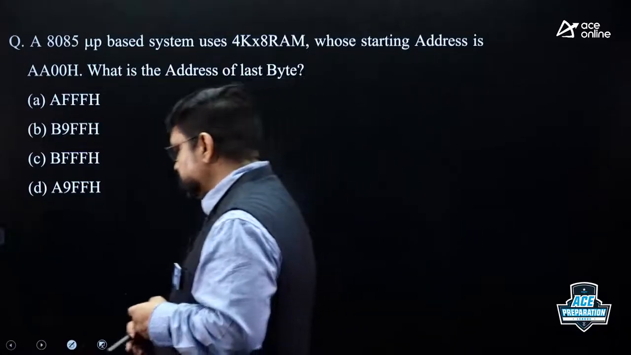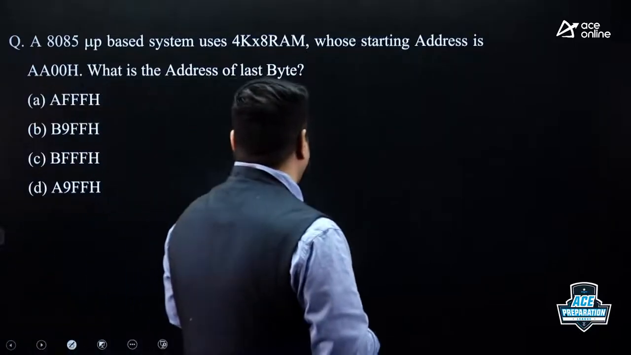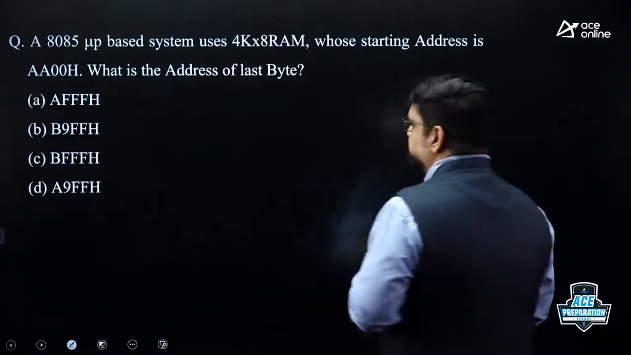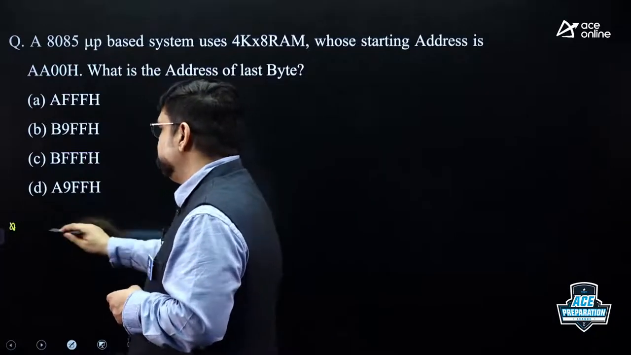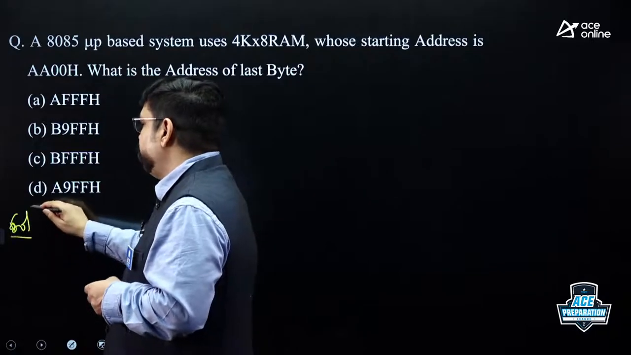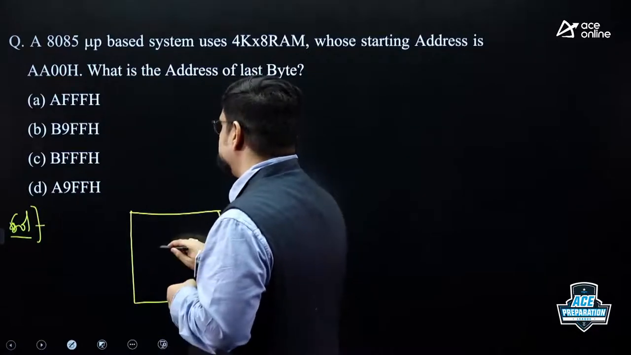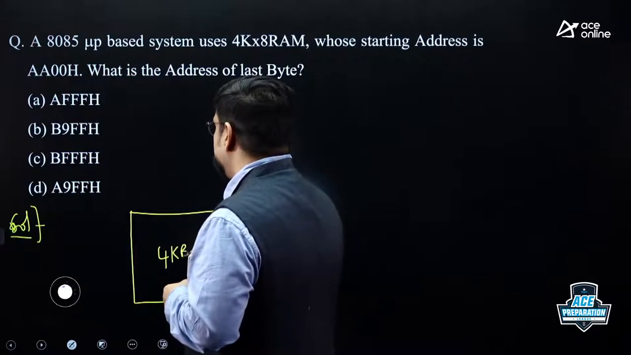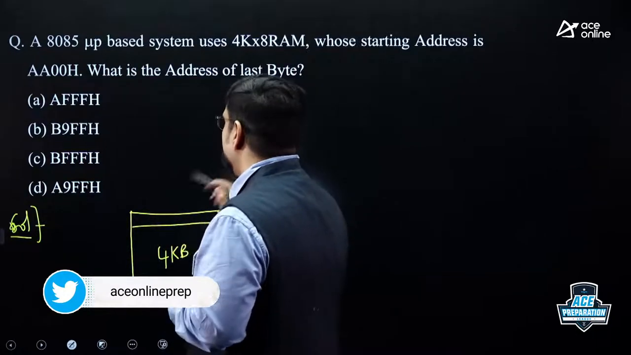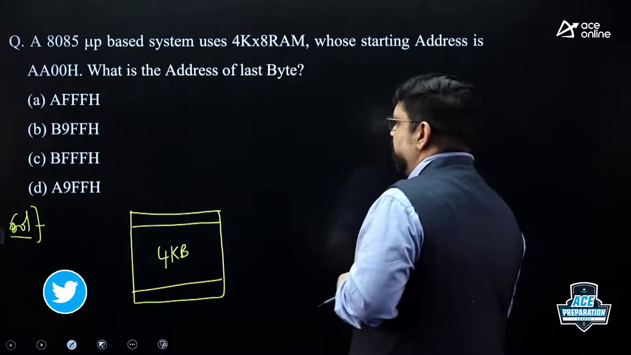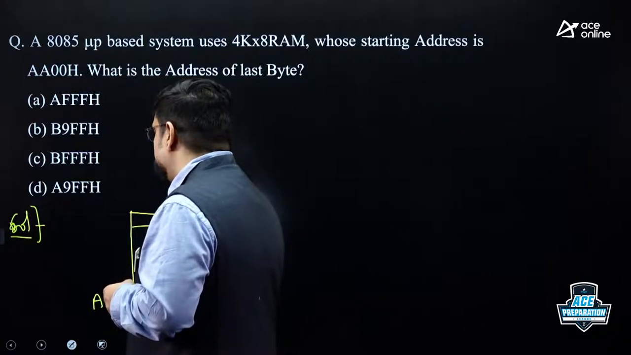An 8085 microprocessor based system uses 4K by 8 RAM whose starting address is AA00 hexa. What is the address of the last byte? You see what they're asking? There are 4 kilobytes of memory interfaced to the 8085 microprocessor, that is 4096 bytes, first byte to last byte. ROM or RAM, obviously it is given as RAM here. The starting address of this RAM is AA00 hexa.